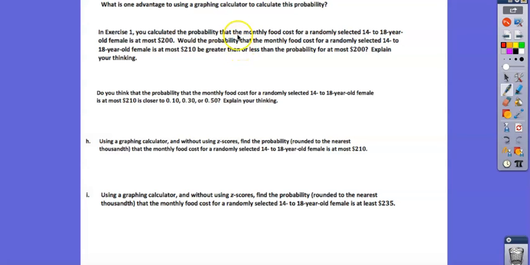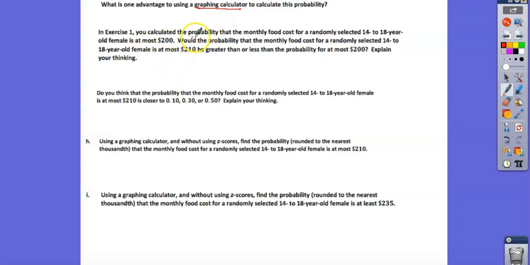Okay, what's one advantage to using a graphing calculator to calculate the probability? You can think of the graphing calculator like my online function, and if that's the case, you don't have to know your z-scores. You can just enter in right bound, left bound like it is on the online function. Okay, let's look at some of the other questions.